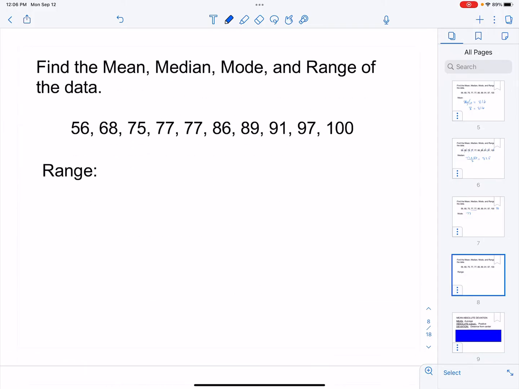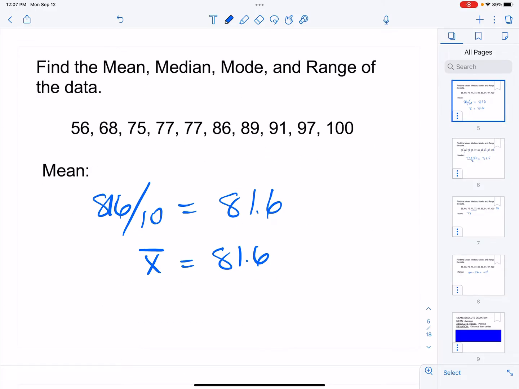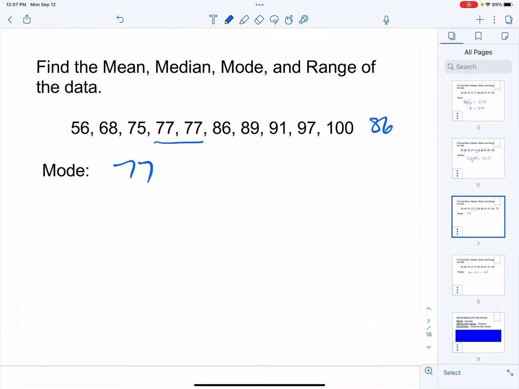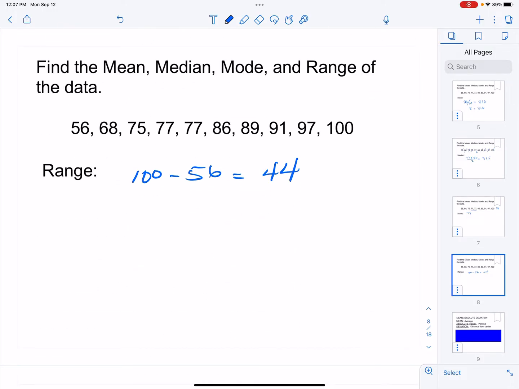And then last but not least is our range. Our range is always going to be our big number minus our small number. In this case our range is 44. So the mean tells us the average of our data. The median tells us the middle of our data, where 50% is below and 50% is above. Sometimes it's not going to be one of the data points. If you have an even set of data, there's going to be one in the middle that's just not one of your data points. If you have an odd set of data, it will be. Mode just tells you which one repeats itself, and range just tells you how spread out your data is.